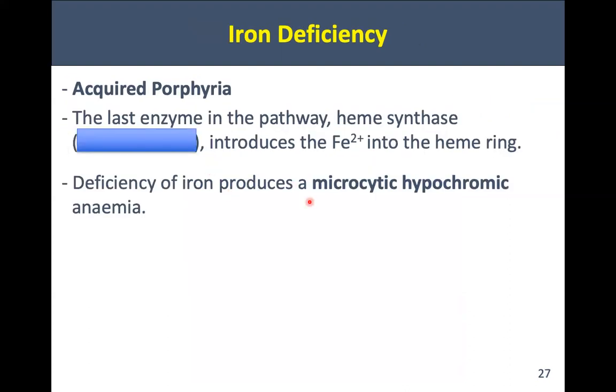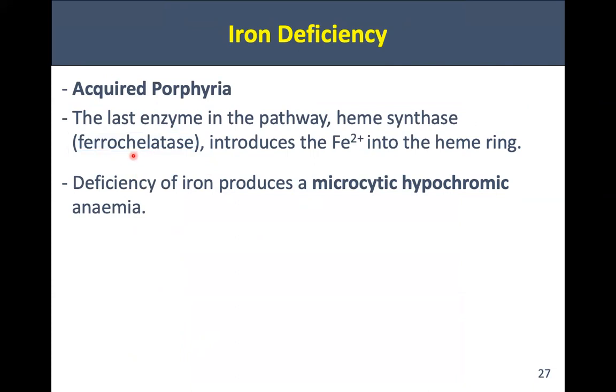Okay, another example of an acquired porphyria. We already talked about this. What is the name of the enzyme that's responsible for incorporating Fe2+ into the porphyrin? What is the name of that enzyme? The enzyme is called ferrochelatase, right?